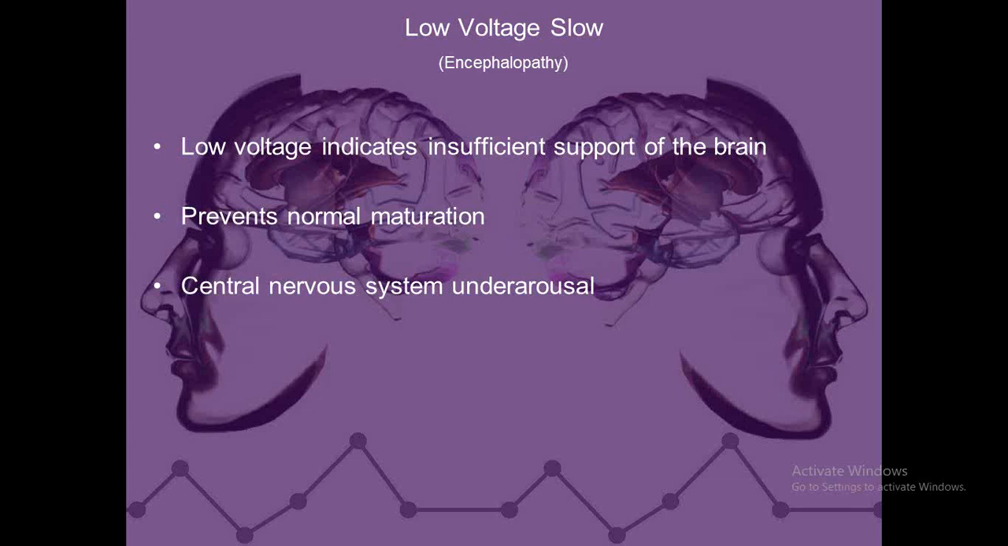Encephalopathy, I've found this in about 10 to 15% of the children and adolescents that I see. And there are a lot of different reasons for low voltage EEGs. What this does is it also prevents normal maturation. So these kids will often be very immature for their age compared to their peers. It's truly a central nervous system underarousal. However, if the body's not supporting the brain for some reason, which is what caused the low voltage, then there are issues that can also be present. Medications will not work in those cases.